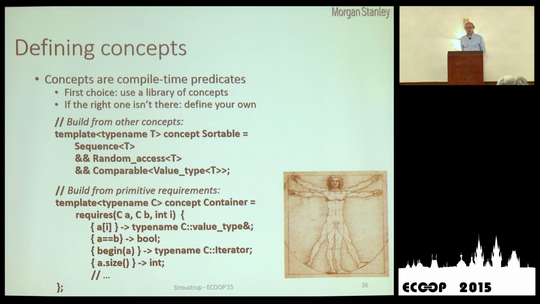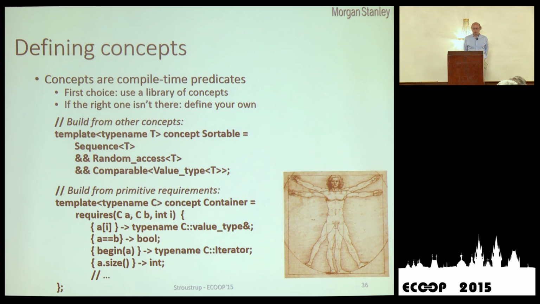Okay, so of course you can define your concept yourself, or you can use a library. The ideal is always to go and use a library first, and we have draft libraries for the standard stuff. But here's the way to define sortable. Sortable takes a type, and it's a sequence of T, and random access of T, and comparable of the value type of T. Value type is the usual phrase for element types, and the reason it's called value types is there are other things than containers that hold a sequence of values, or some values.